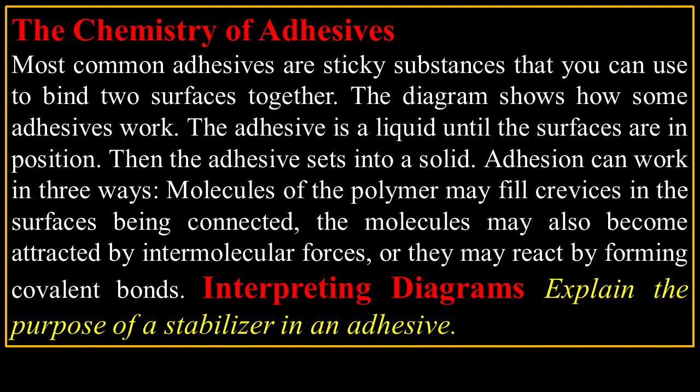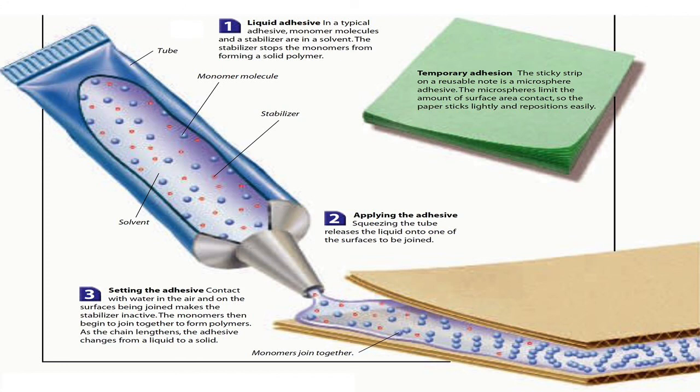Interpreting diagrams: explain the purpose of the stabilizers in an adhesive. Number 1, a liquid adhesive. In a typical adhesive, monomer molecules and a stabilizer are in a solvent. The stabilizer stops the monomer from forming a solid polymer. Number 2, applying the adhesive. Squeezing the tube releases the liquid onto one of the surfaces to be joined.